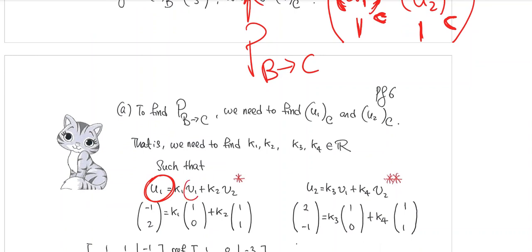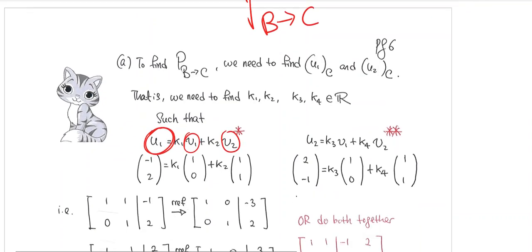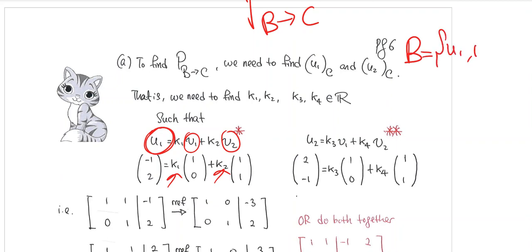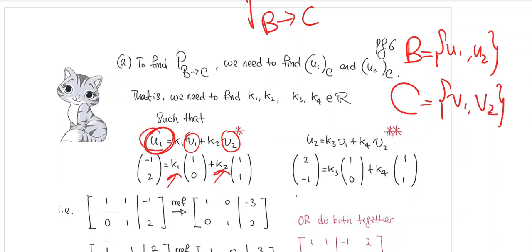The basis C consists of vectors V1 and V2, so you have to find these coefficients. Let me remind you one more time: this basis B has vectors U1, U2, and the basis C has vectors V1, V2. If you want to find the coordinates of U1 with respect to basis C, I need to know what these two numbers are.